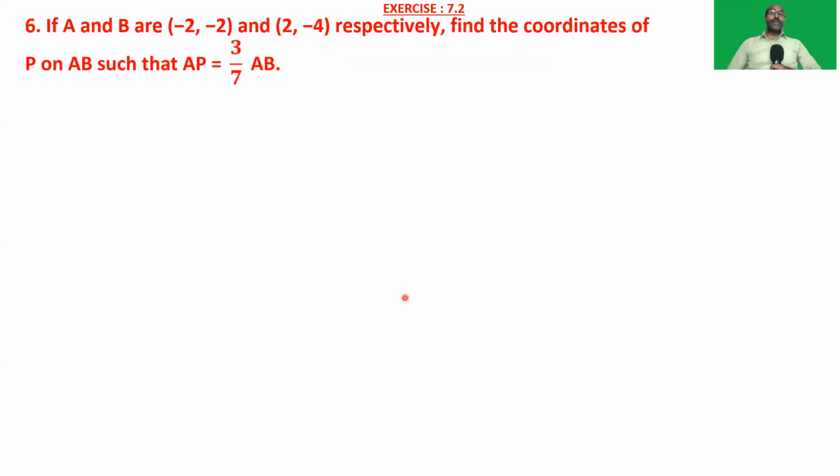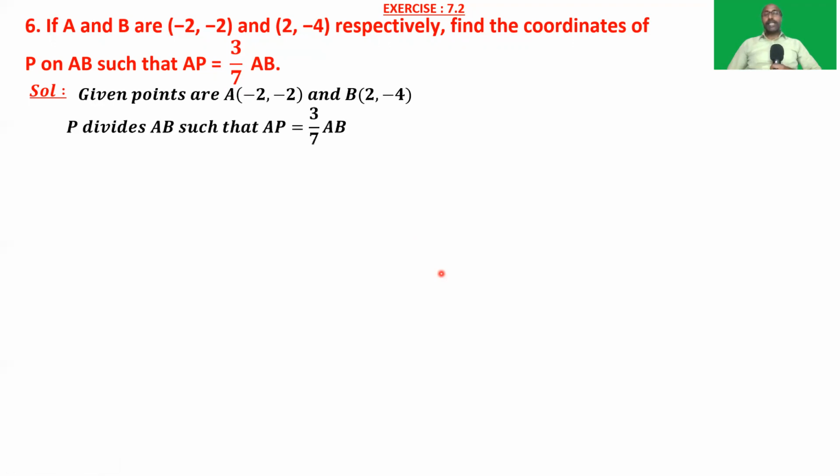If A and B are (minus 2, minus 2) and (2, minus 4) respectively, find the coordinates of P on AB such that AP is equal to 3 by 7 AB. So we have to find the point P on AB such that AP is equal to 3/7 of AB. Given points are A (minus 2, minus 2) and B (2, minus 4). So P divides AB such that AP by AB is equal to 3 by 7.